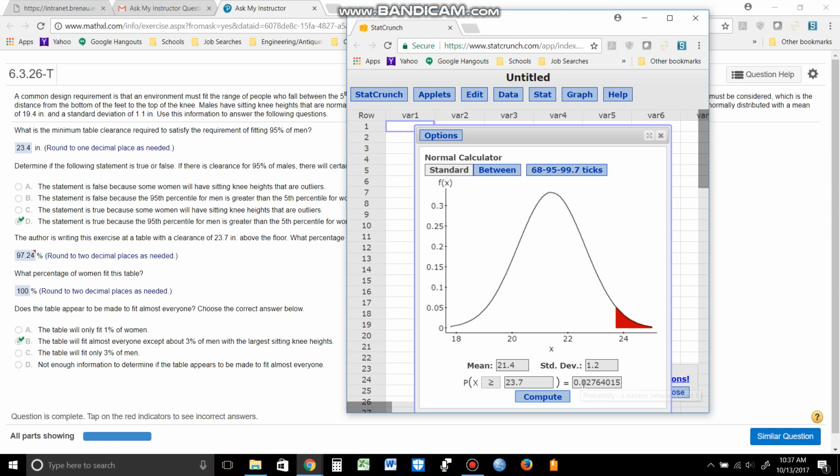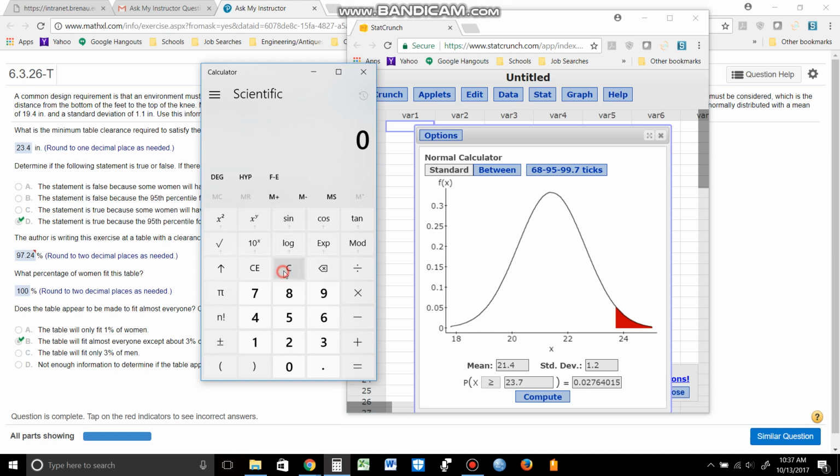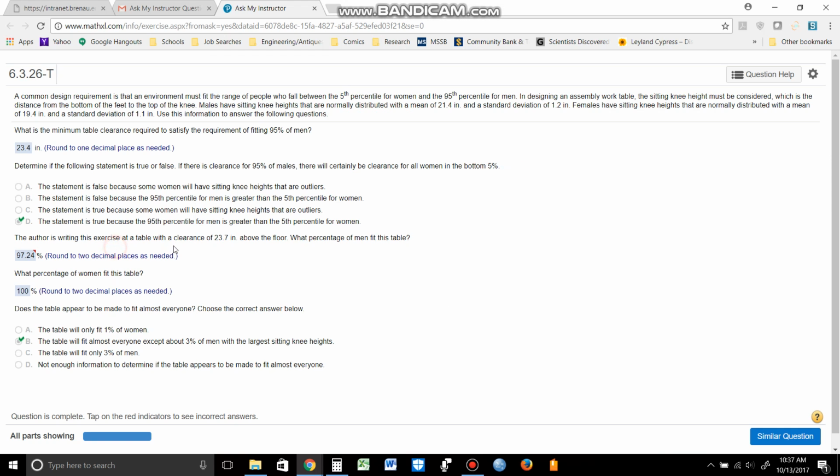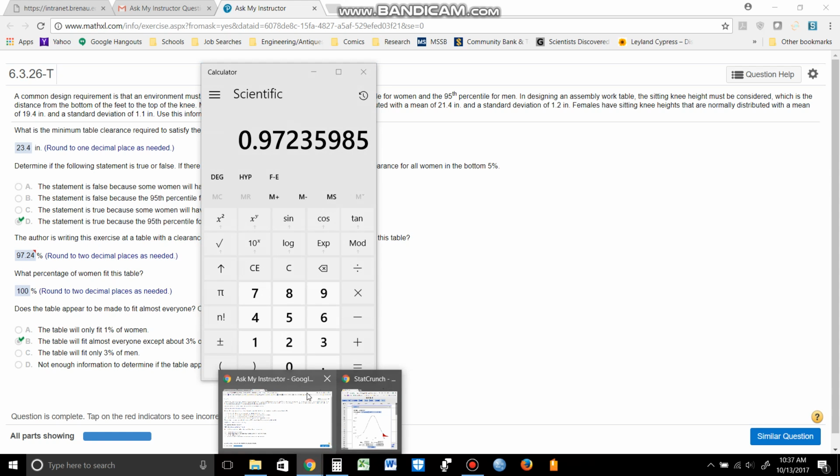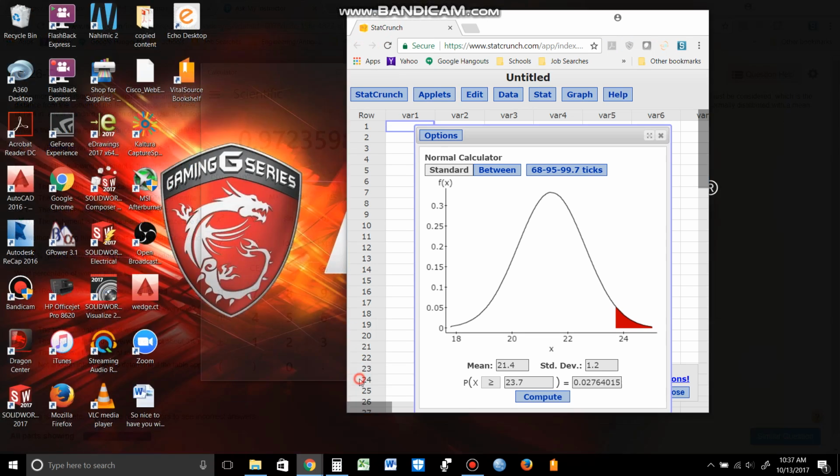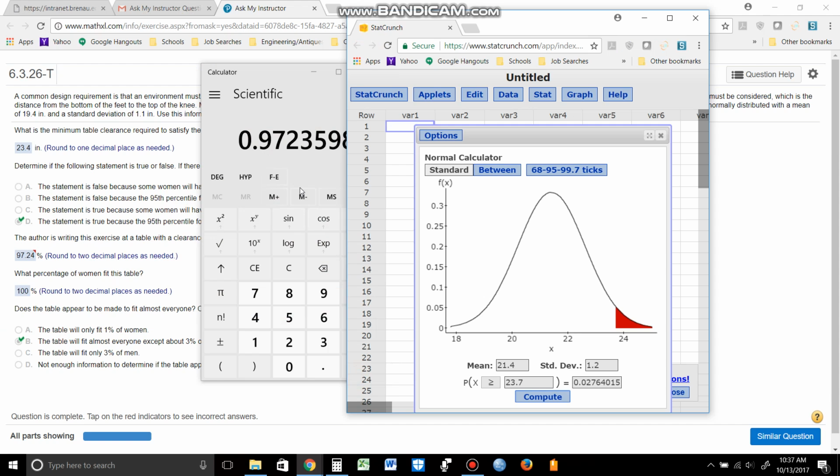And that's going to be 0.0276, so I need to subtract that from 1. So 1 minus 0.027641015, and that gives us 0.97235985, or 0.9724. Okay, so if I'm looking for a height of 23.7, that's going to essentially be in the 97.23 percentile, okay? Remember what percentile means.